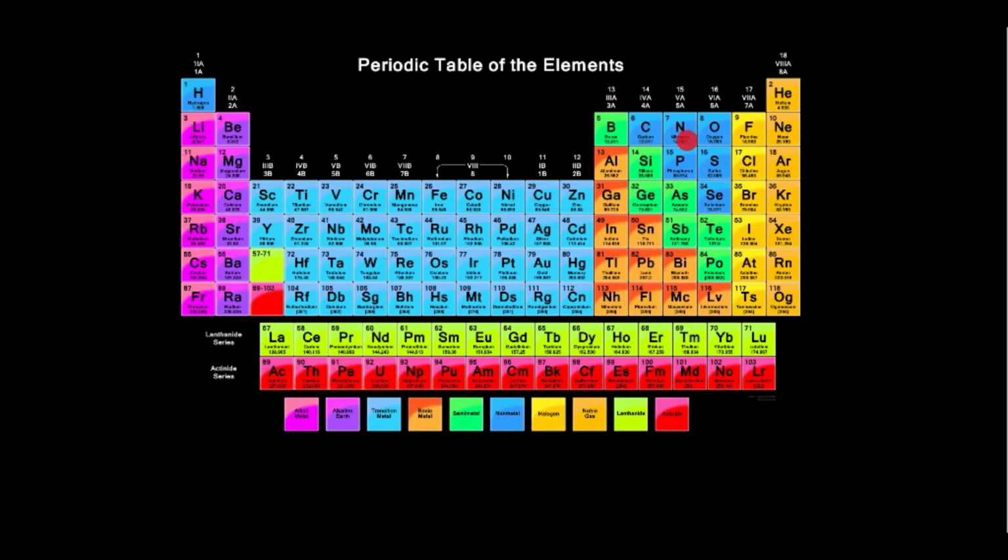Group 5th A is known as nitrogen family. Since this group is started from nitrogen, this group includes nitrogen, phosphorus, arsenic, antimony, bismuth. These are the members of group 5th A. This group is also known as nitrogen family.